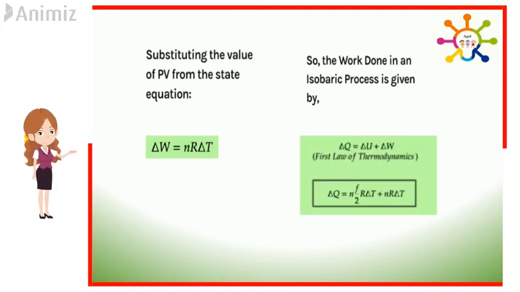Substituting the values of PV, the work done in an isobaric process is given by W equal to nR into del T. Del Q from the first law of thermodynamics, del Q is equal to del U plus del W. Del Q is equal to n into f by 2 R into del T plus n into R into del T.